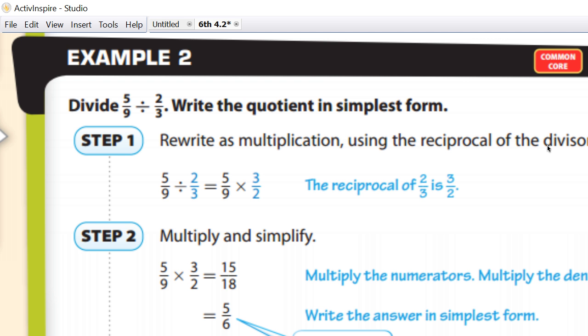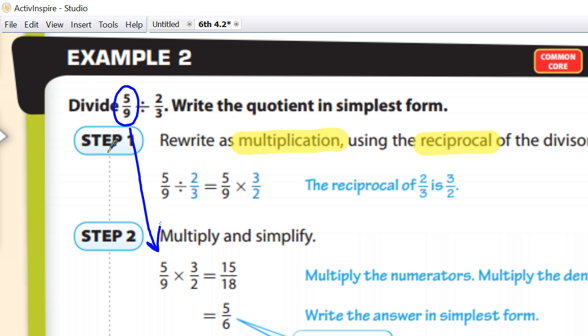Example 2 is divide 5/9 by 2/3, write the quotient in simplest form. Step 1 says rewrite as multiplication using the reciprocal of the divisor. So let's go ahead and examine that and see if we can make sense of it. The problem reads 5/9. Now identify that 5/9 is the first term, and then look down to step 2. It remains 5/9. So the first term doesn't change.